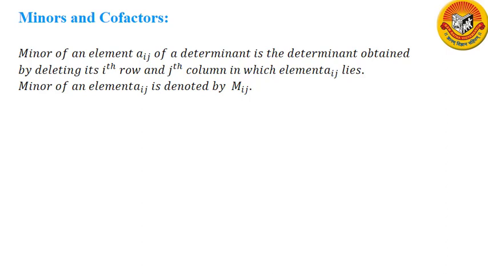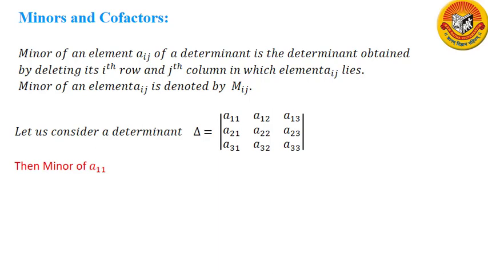Now why am I deleting the ith row and jth column? Because in the ith row and jth column the element is lying. Now let us see this with the help of an example. Suppose I have been given a determinant as shown here and I want to find the minor of A11. So for the minor of A11 I delete this first row and this first column. By deleting, what I get is A22, A23, A32, A33. This determinant is the minor of element A11.